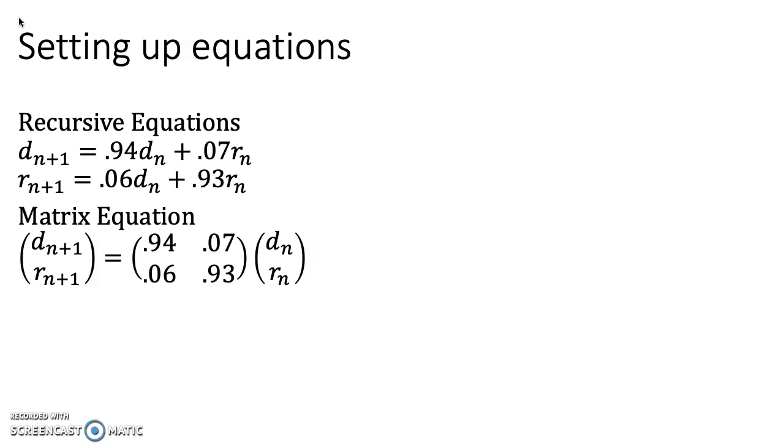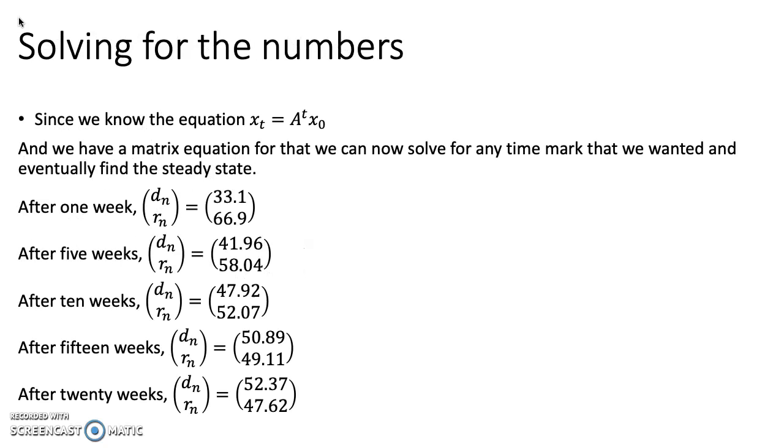And we can go ahead and just put that into a matrix equation right away. It's pretty simple. All you have to do is take out the coefficients in front of those variables and put those variables into their own little vector. When solving for the number of people in the Democrat state and then the Republican state, we can use the equation x_t = A^t times the initial state, where t is whatever week it is.